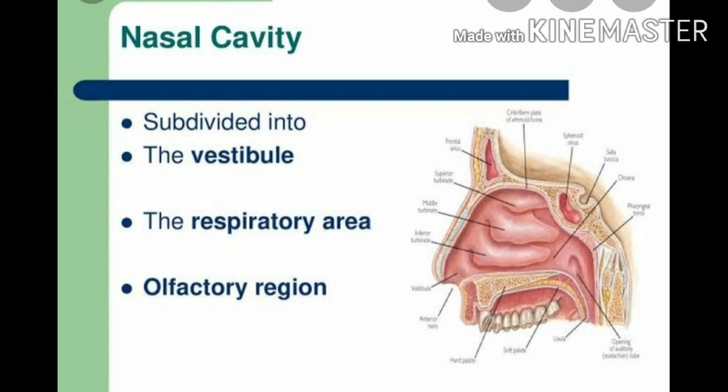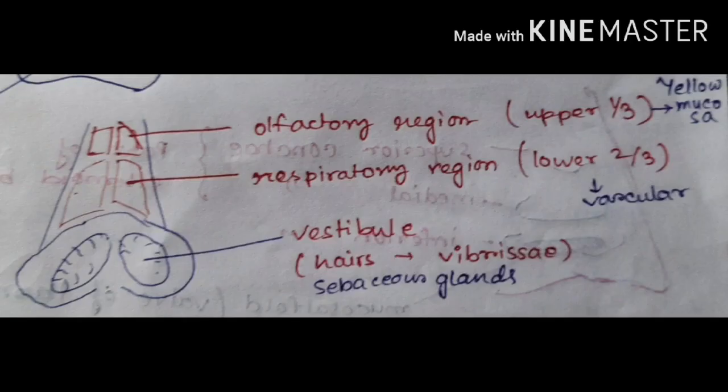Here comes the nasal cavity. The nasal cavity is subdivided into 3 parts or regions. These are the vestibule, the olfactory region and the respiratory region. For your easy understanding, I have made a picture of the 3 regions. In the anterior part, we can see the vestibule. The vestibule is the most dilated part, which has small tiny hairs known as vibrissae.